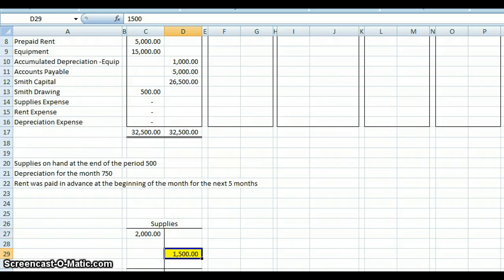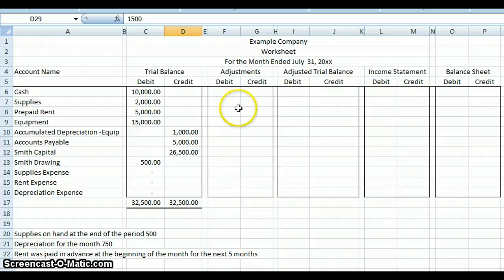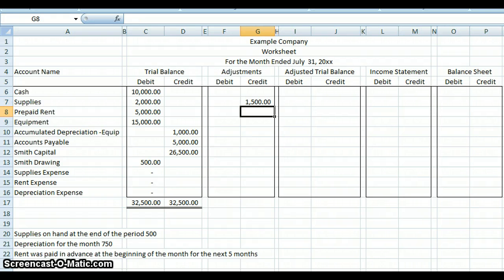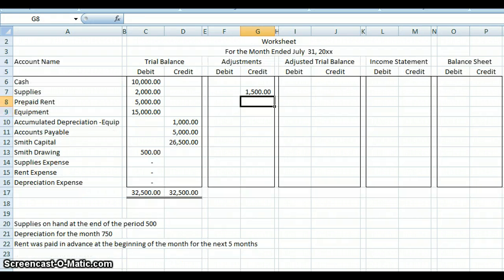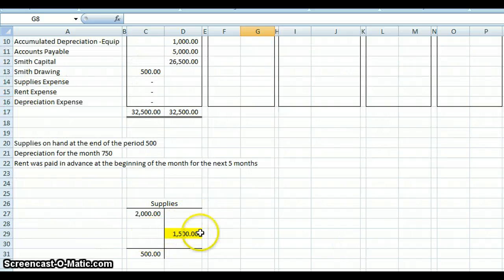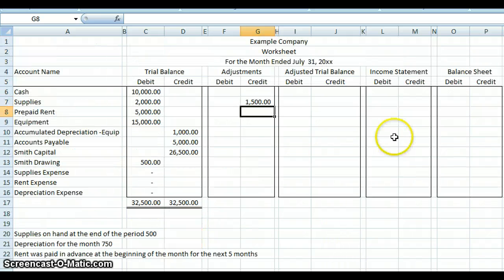So let's go back up to our worksheet. And we're going to look for supplies. I'm going to come over here in the adjustments column. My choice is to debit or credit supplies. So do I want supplies to go up or do I want supplies to go down? Well, I want supplies to go down. So I'm going to credit it $1,500 just like I did in the T account. And that'll give you a clue. If you credit it there in the T account, you will credit it up here in the adjustments column.